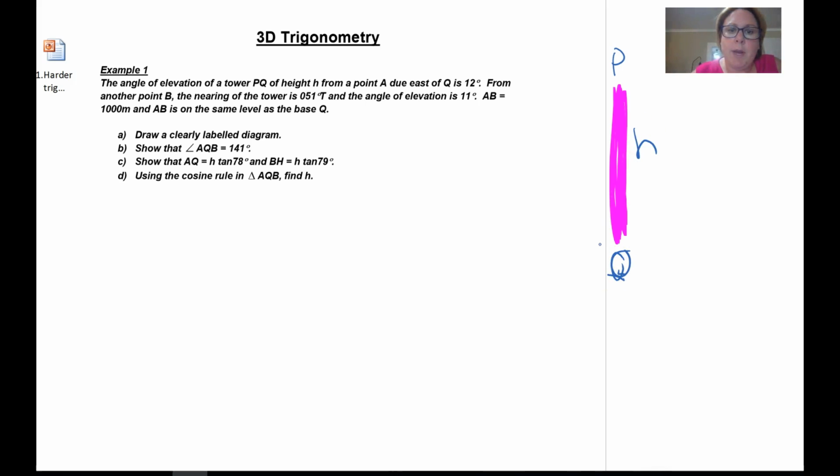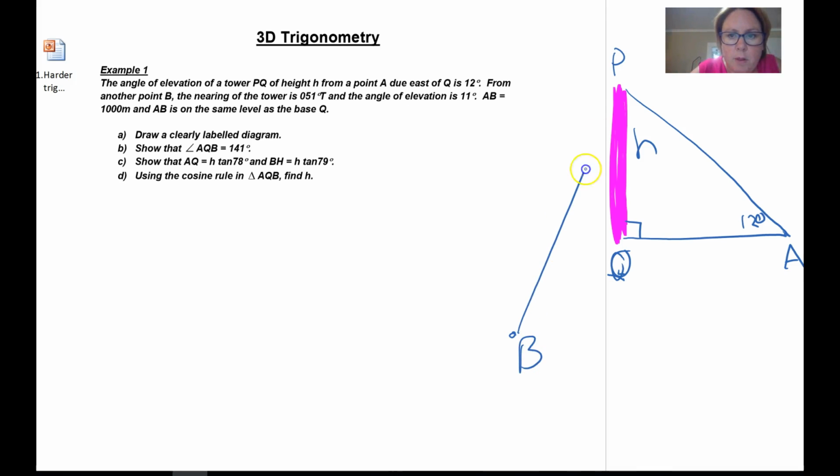And it says point A is due east of Q and has an elevation, so this is A, of 12 degrees. We don't worry that it's due east yet. From another point B, we're looking up and it's got an elevation of 11 degrees, but it's on a bearing of 51. AB is 1,000.